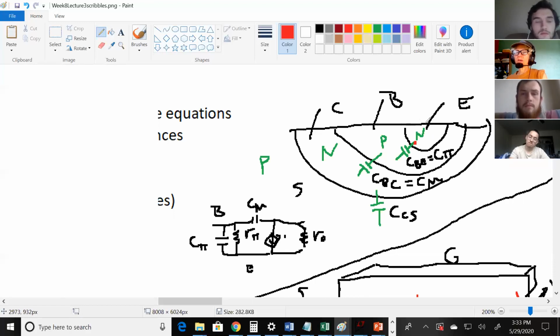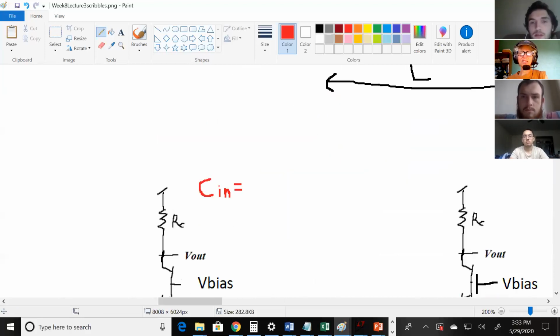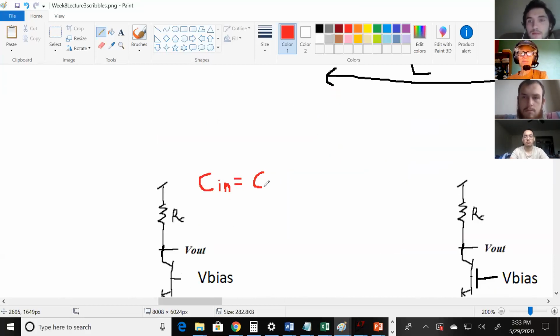And then you look at all the capacitances that are directly connected to the emitter. So you don't have to worry about things in series. You only have to worry about the capacitance that's stuck into the emitter. So what's that capacitance? C pi. Oh, C pi. And you're done. Yay. So that wasn't so bad. What about C out?